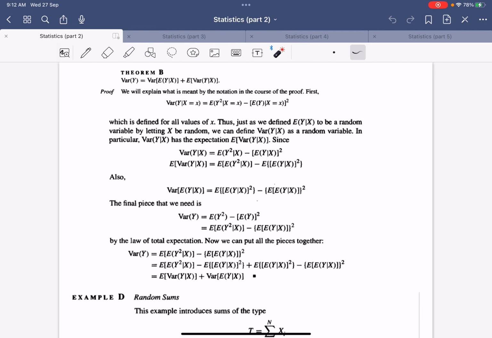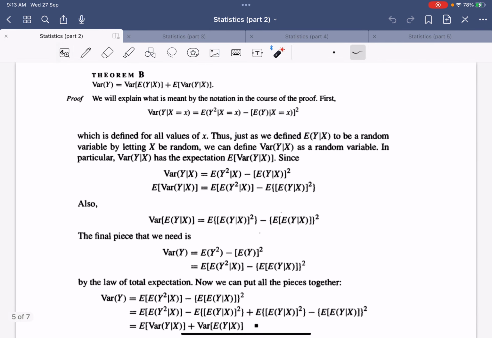And the next theorem is when we have a variable y, we can actually say the variance of it equals the variance of the conditional expectation plus the expectation of the conditional variance. So what is the variance of a conditional? Well, it's just this. Quite simply, you just take the definition but condition everything on x equals little x. And so we can define the variance of y given x as the following here.